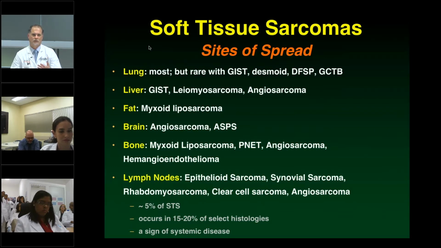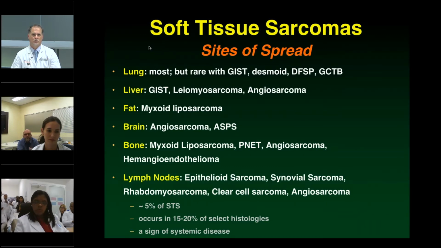So when you see a patient with sarcoma, your staging workup to determine whether or not metastatic sites are present really depends on the type of sarcoma. And this really is a fundamental aspect of sarcoma: making the correct diagnosis with an expert pathologist. So for instance, most sarcomas metastasize to lung. However, there are sarcomas such as GIST, desmoid tumor, DFSP that rarely metastasize to lung.